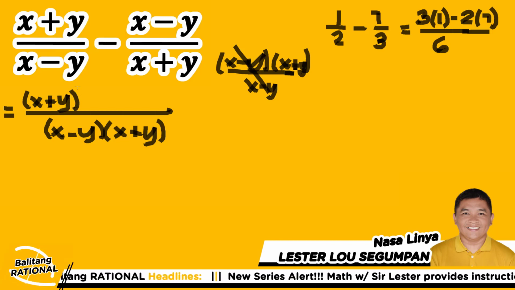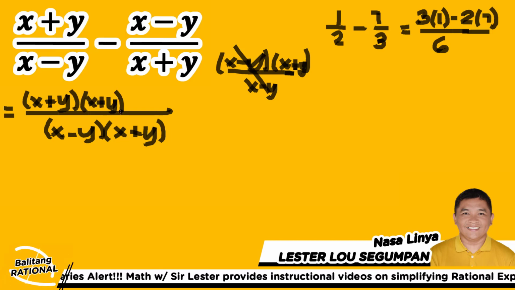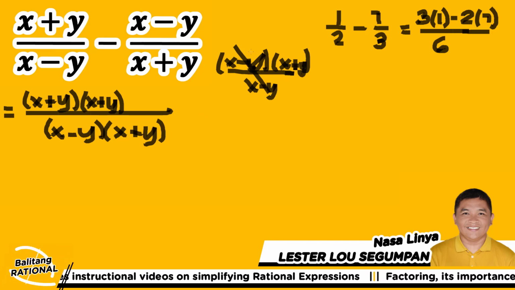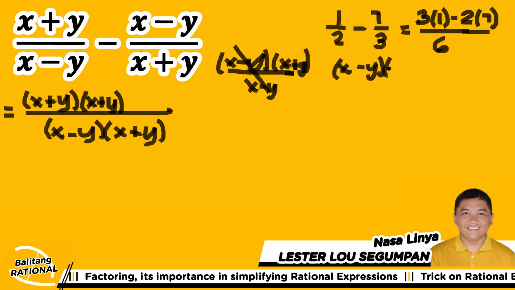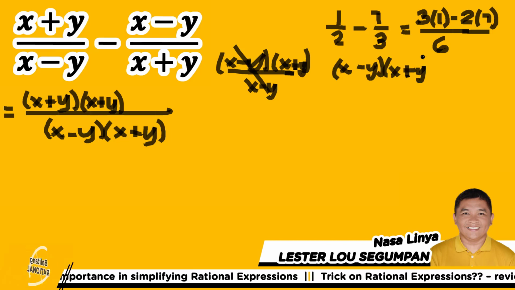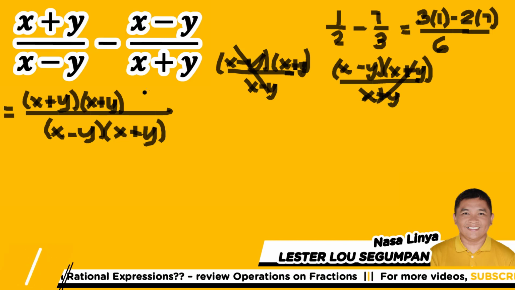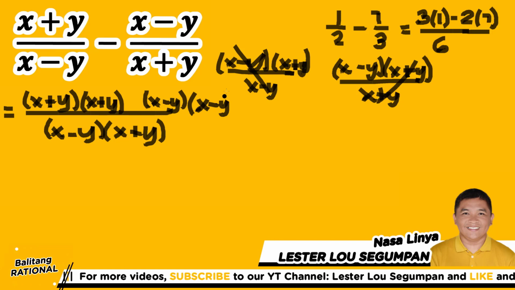Multiplier to our original numerator, which is also x plus y. Okay. So, iyon po ang gagawin natin sa first rational expression. Sa second rational expression, it's still the same. Okay? So, we have x minus y, that's our LCD, x plus y, to be divided by our second denominator of x plus y. So, ito na po yung maka-cancel. We have x minus y as our multiplier to our second numerator, which is also x minus y.